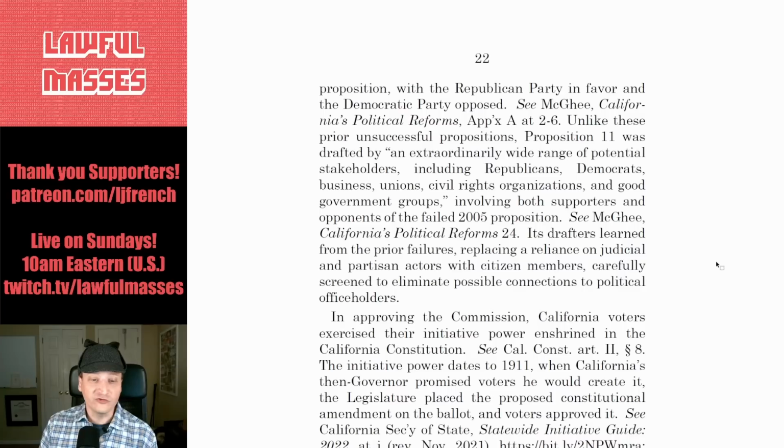Unlike these prior unsuccessful propositions, Prop 11 was drafted by an extraordinarily wide range of potential stakeholders, which included Republicans, Democrats, businesses, unions, civil rights organizations, and good governmental groups, involving both supporters and opponents of the failed 2005 proposition.